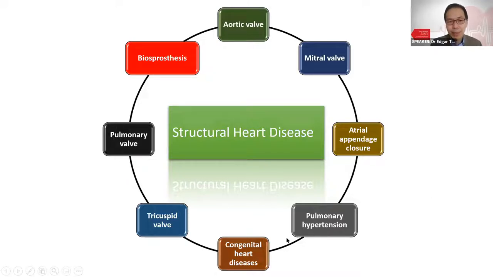But it also encompasses congenital heart disease, pulmonary hypertension, and some interesting things like atrial appendage closure for stroke prevention. So there are a lot of things under structural heart disease which can now be treated percutaneously. And because of this ability to treat them with a less invasive option, there's a lot more interest in the field now.